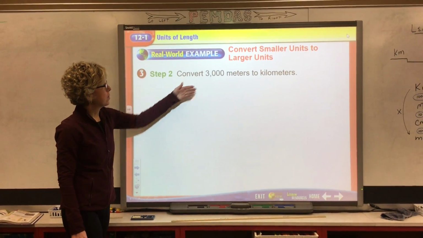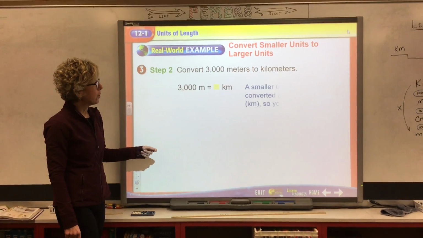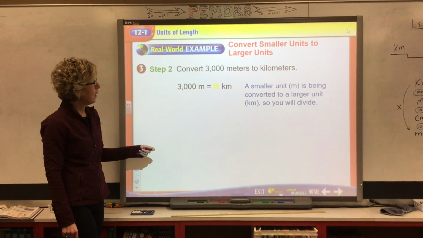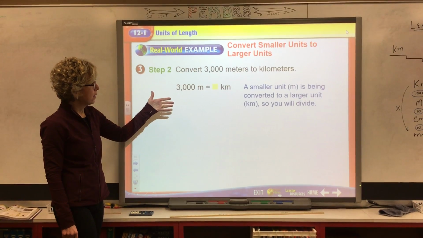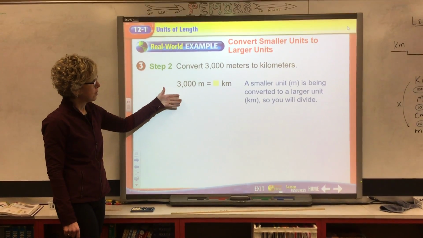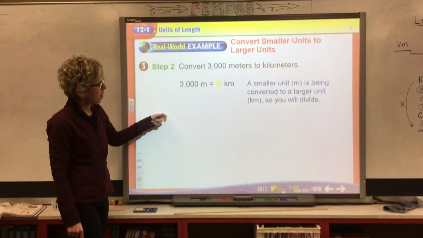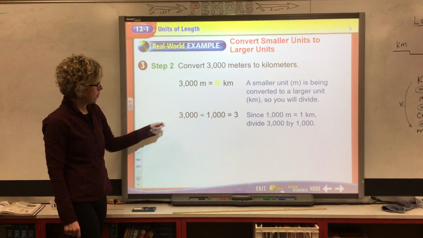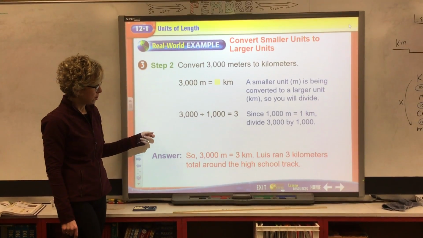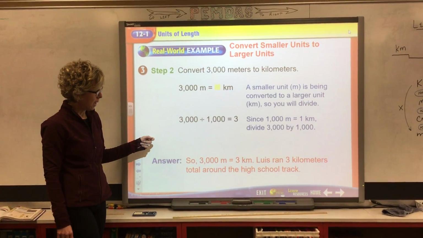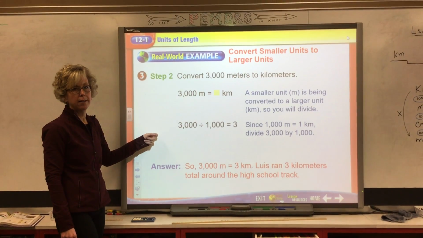Then the second step was to convert 3,000 meters to kilometers. We know our conversion is there are 1,000 meters in a kilometer. So if we have 3,000 meters, we're going from smaller to larger, so we divide. So they took 3,000 divided by 1,000, and they got 3 kilometers. So Lewis ran 3 kilometers around the high school track.